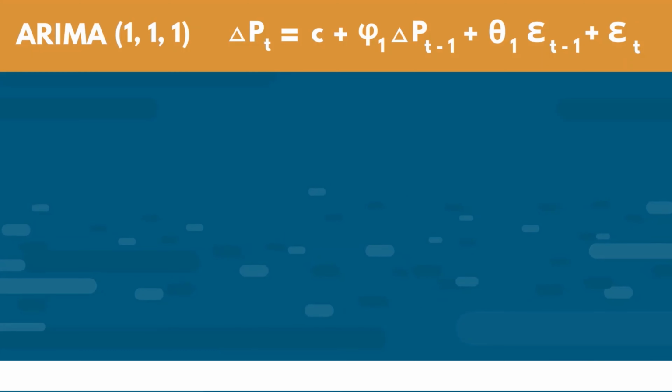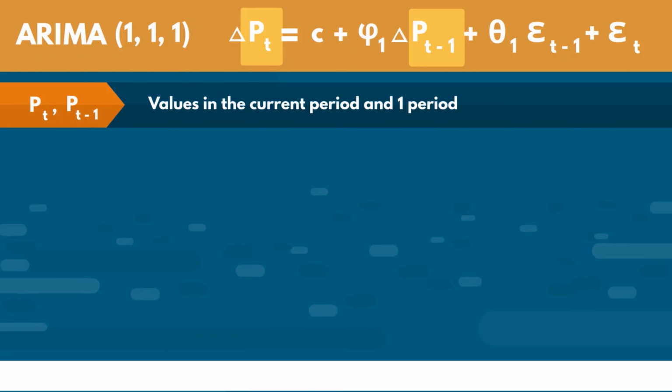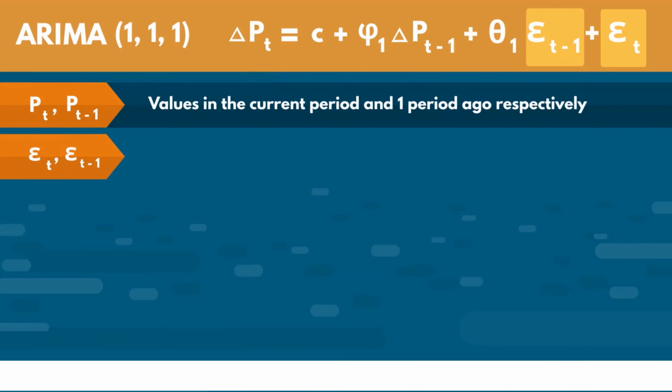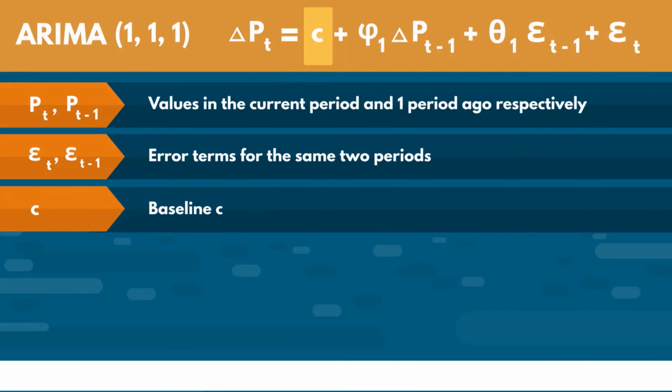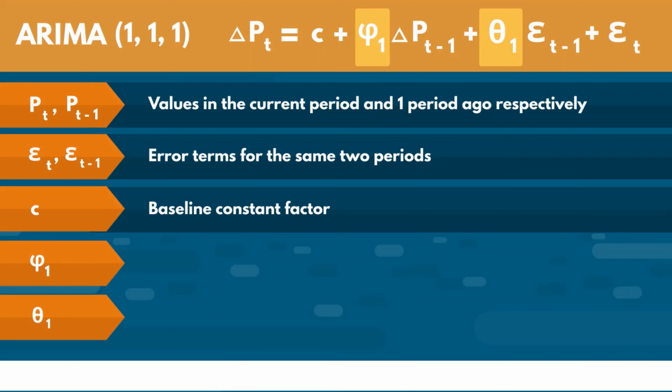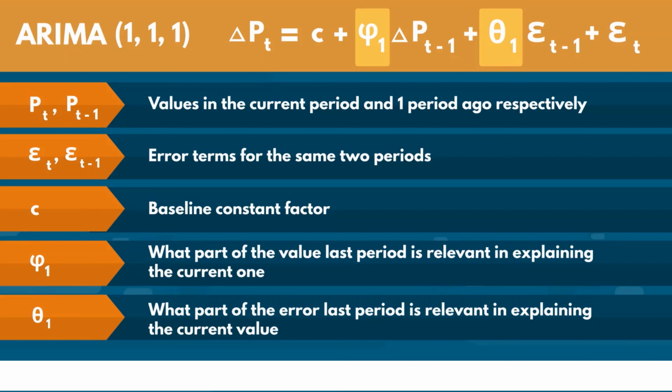Once again, let's go over all the moving parts of this equation and break it down so we understand it better. For starters, P t and P t minus 1 represent the values in the current period and 1 period ago, respectively. Similarly, epsilon t and epsilon t minus 1 are the error terms for the same two periods. And of course, c is just a baseline constant factor. The two parameters, phi 1 and theta 1, express what parts of the value and error last period are relevant in explaining the current one.